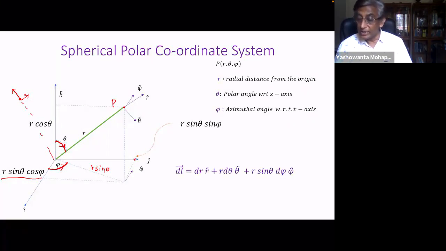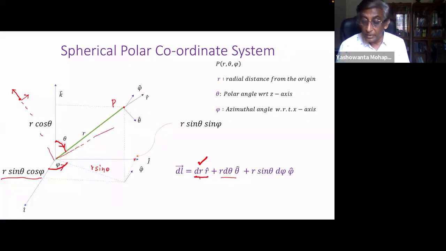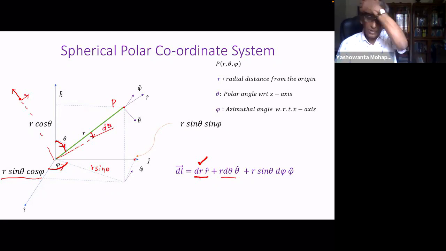So what is a dl here? Dl is, of course, change in dr, in the r direction. You can only change the r. Then in the theta direction it is r d theta. In this direction it is r d theta, pointing in the theta hat direction, the positive direction. And r sine theta d phi is in the phi direction.